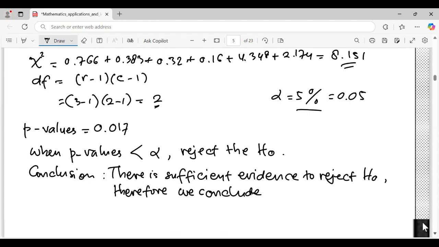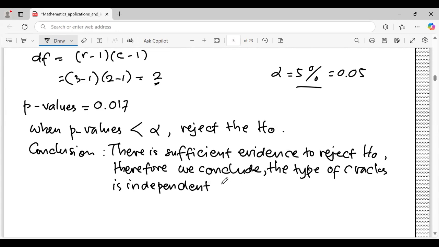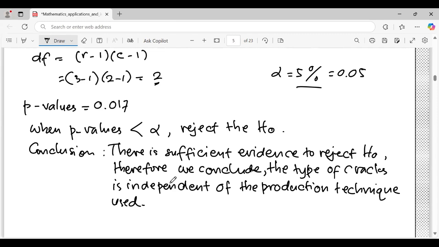Therefore, we conclude that the type of cracks is independent of the production technique used. Okay, that's the conclusion.